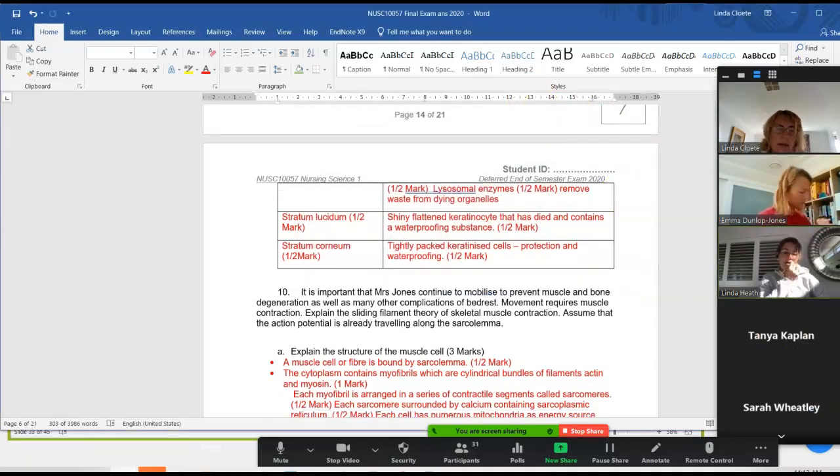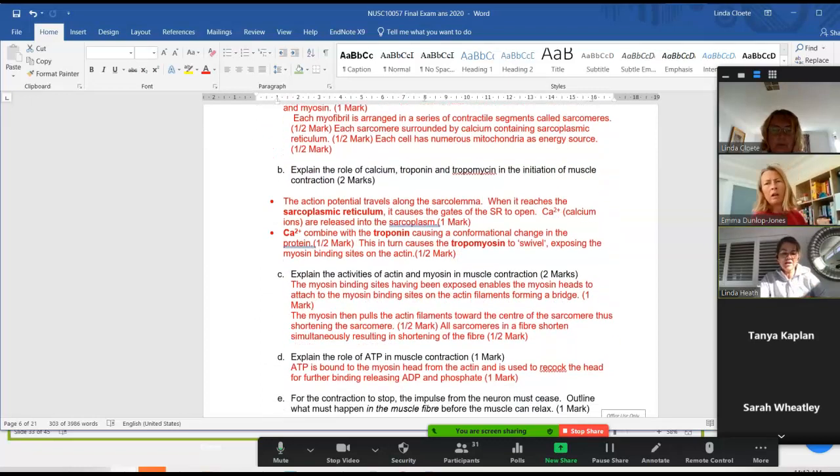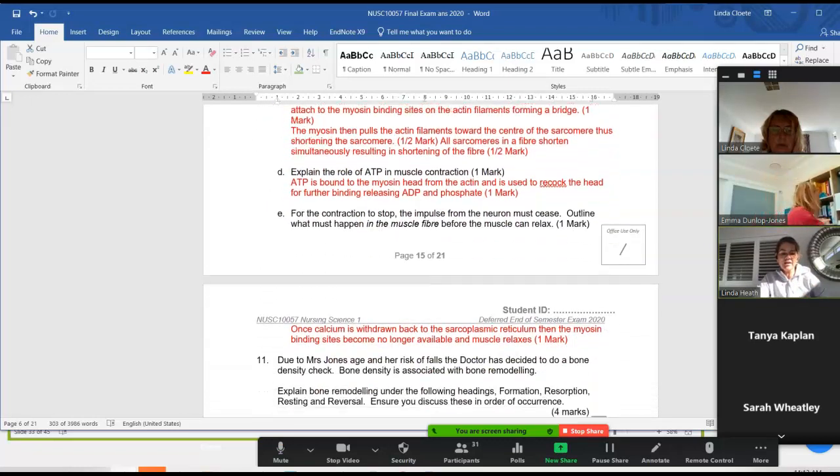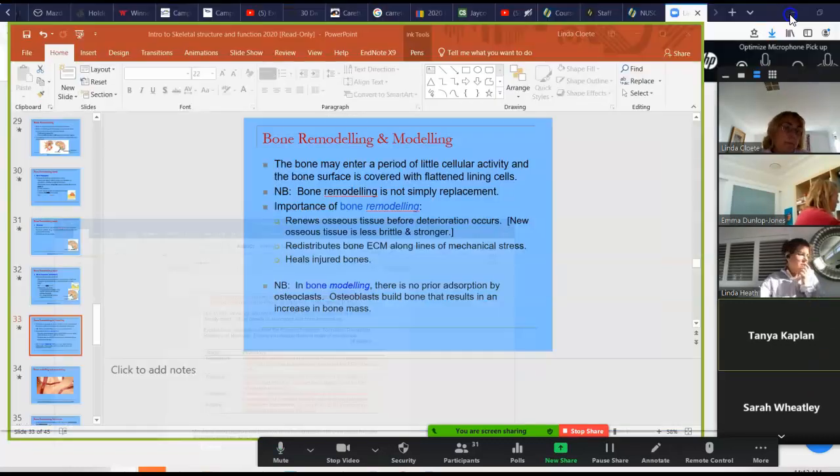Okay. In the resting stage, she said that there was a prolonged period with little activity. The bone surface was covered with flattening cells, and some osteoblasts trapped in the matrix become osteocytes. So she's got resorption, reversal, formation, resting. Those are your 4 phases that you need to know and what happens in each phase. She had a big focus. Big focus means big question.